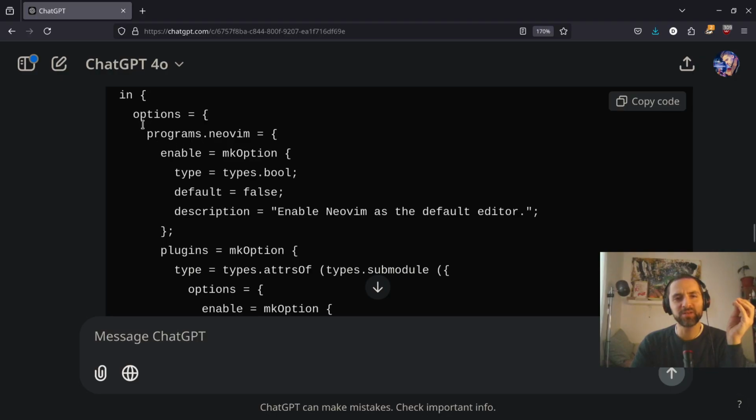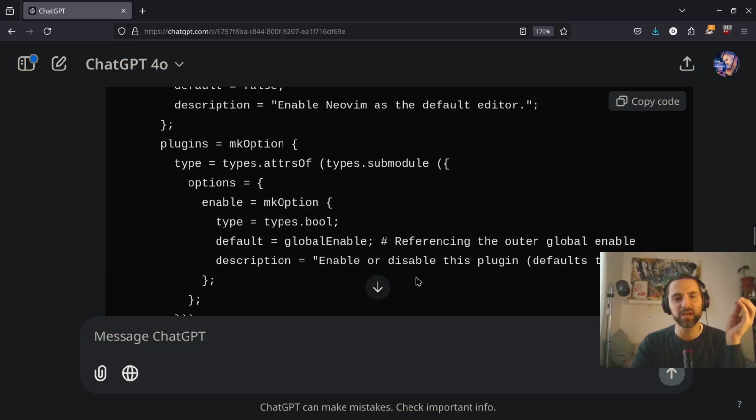But this is actually the module definition in Home Manager of neovim. You wouldn't use this if you just declare programs neovim. It will only be set default and then true or false. But here it's showing the entire definition. It's almost like if you wanted to write a neovim module, then you would write it like this: plugins, types, address of, types, default, global enable, referencing the outer global enable.